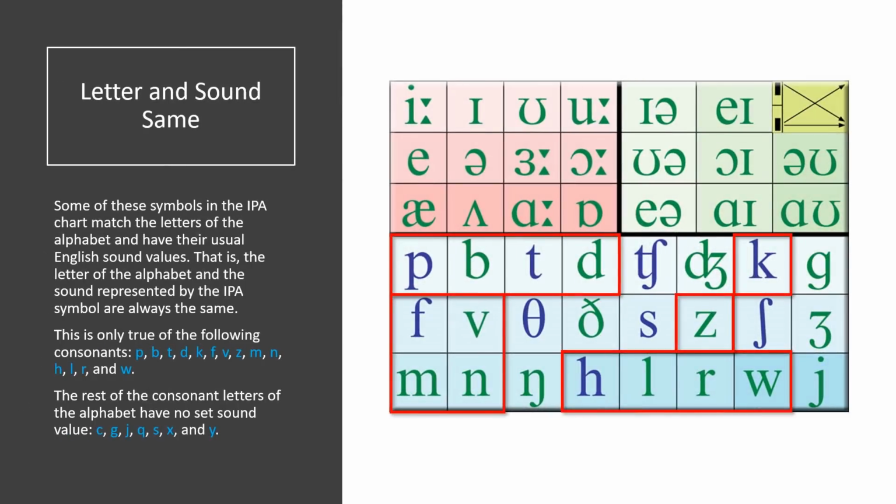Letter and sound same. Some of these symbols in the IPA chart match the letters of the alphabet and have their usual English sound values. That is, the letter of the alphabet and the sound represented by the IPA symbol are always the same. This is only true of the following consonants: P, B, T, D, K, F, V, Z, M, N, H, L, R, and W. The rest of the consonant letters of the alphabet have no set sound value: C, G, J, Q, S, X, and Y.